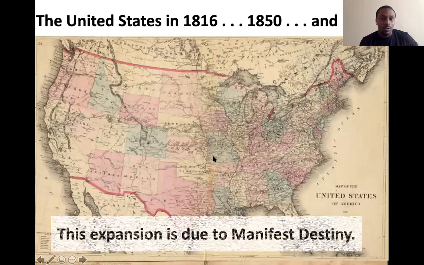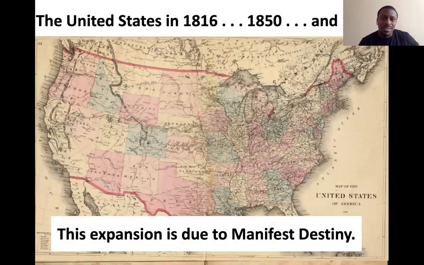By 1872, we have what looks to be the continental United States as we know it today in 2020. Dakota is still one piece, not north and south. But for the most part, these are 48 or 47 of the states that are the United States today. And this expansion was due to manifest destiny.